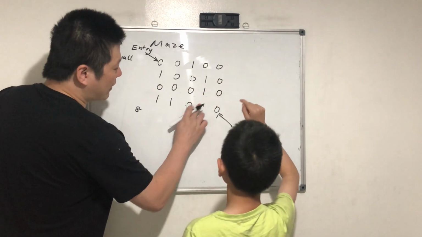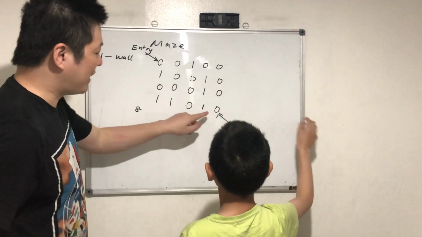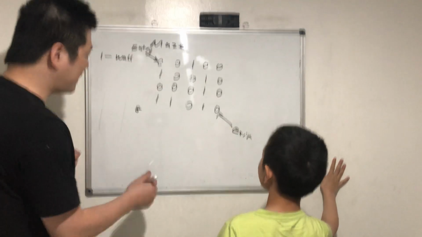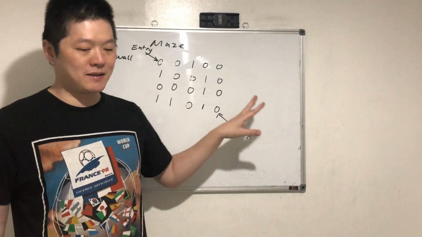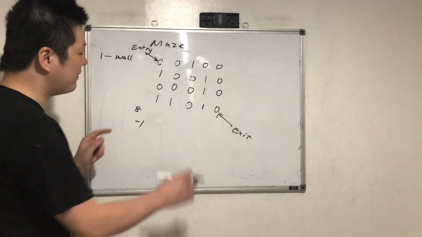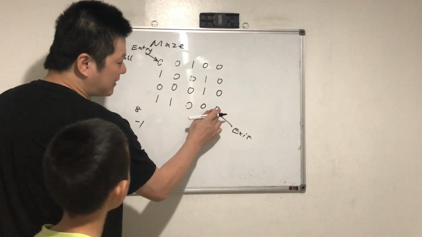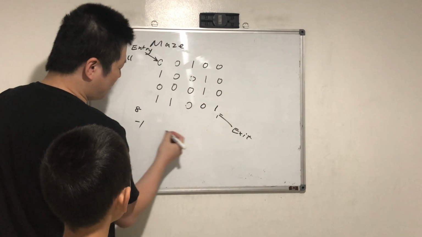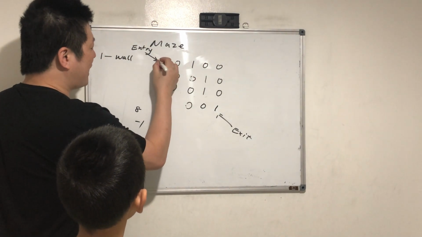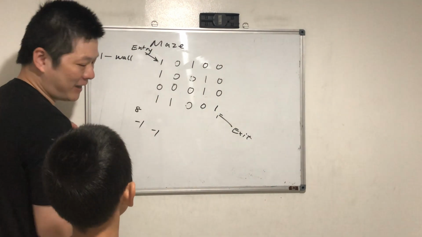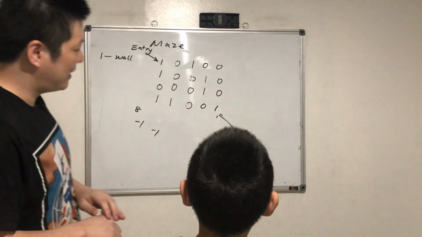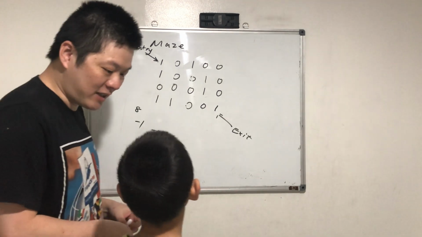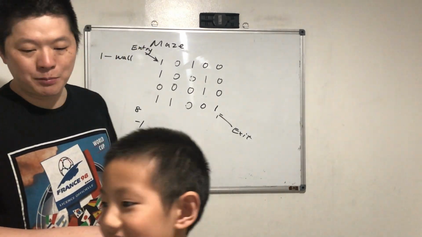However, if I block it here, there's no way. Then you need to tell me it's -1. Does it make sense? If I block it, there's no path. If the exit is 1, you always return -1. Or if the entrance is 1, you return -1 as well, because the entrance and the exit are blocked. Okay, is this problem clear?